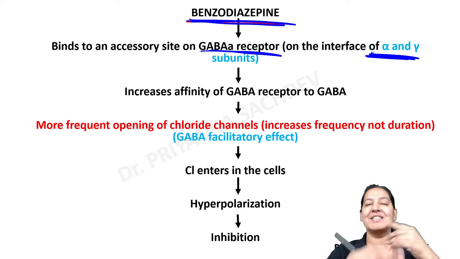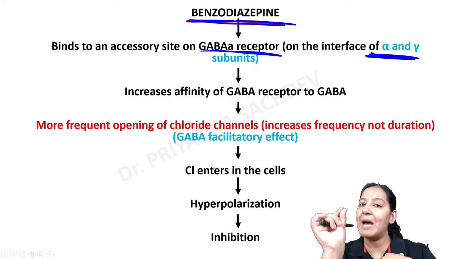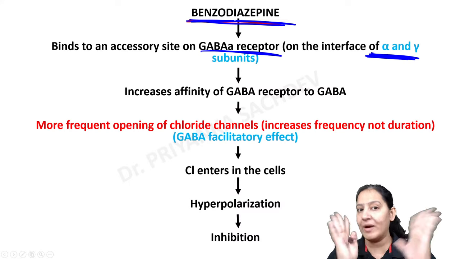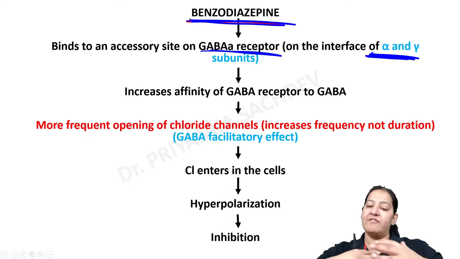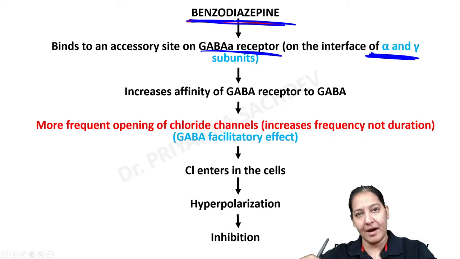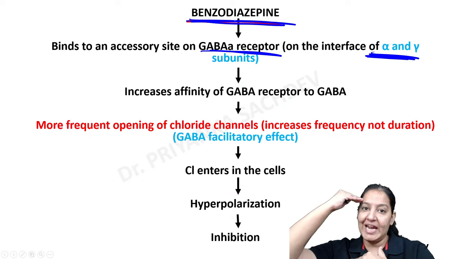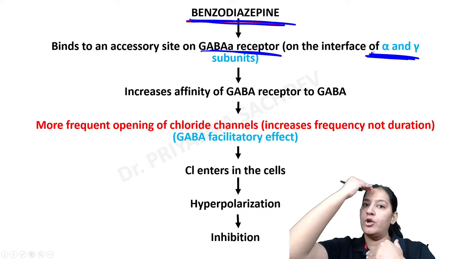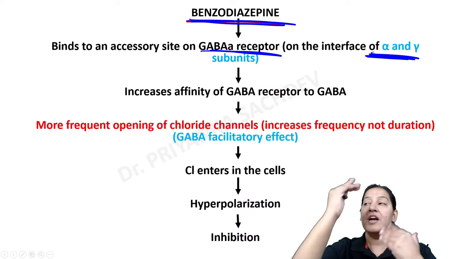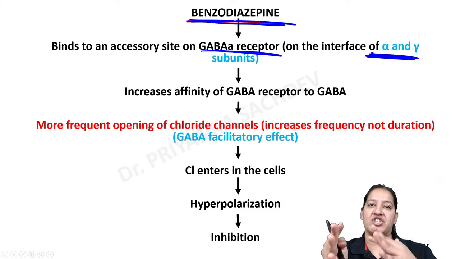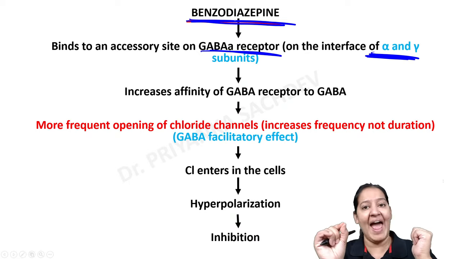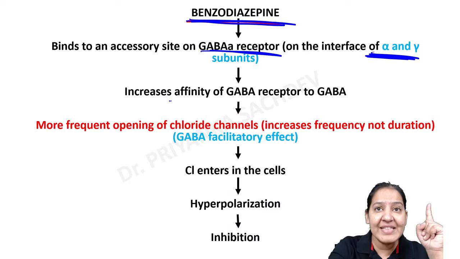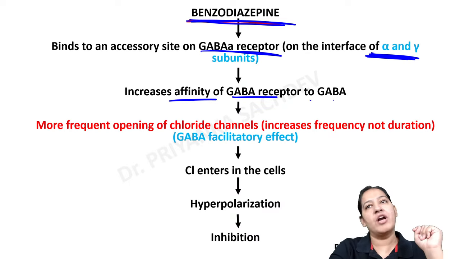Benzodiazepines, once you take them, just suppose I am the subject taking a tablet of benzodiazepine orally. It will go in my esophagus, stomach and intestine, get absorbed, and go in my blood. From blood it will go in my brain, onto the neuron, onto the GABA receptor, at the alpha-gamma junction.